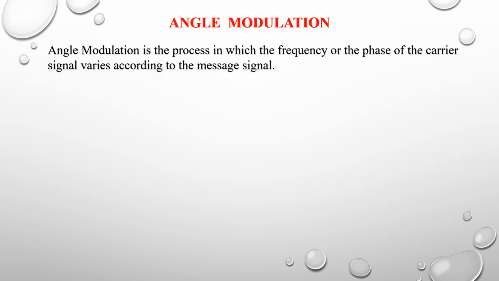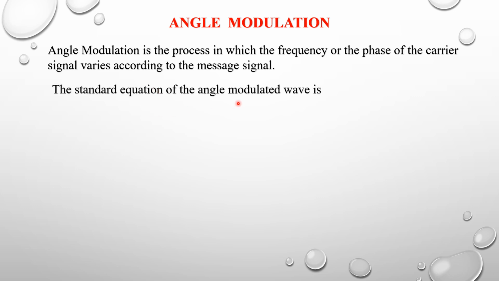We have seen that in amplitude modulation, the amplitude of the carrier is varied according to the amplitude of the information or modulating signal. In angle modulation, the frequency or the phase of the carrier signal is varied according to the message signal. In amplitude modulation, the amplitude of the carrier signal varies with respect to the message signal.